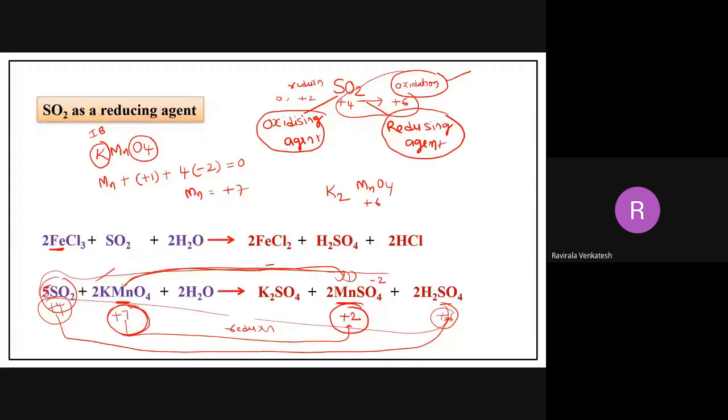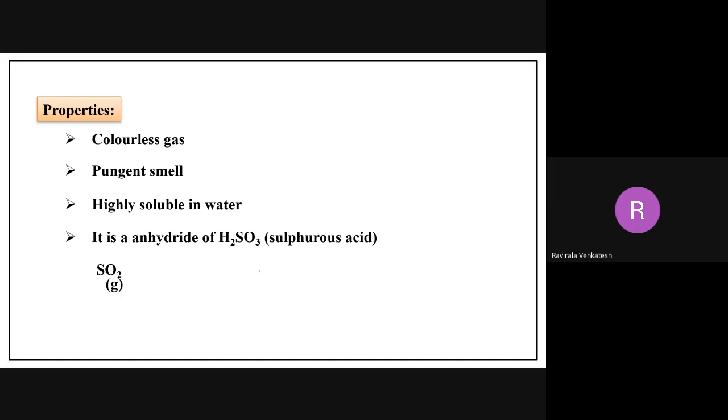Next we'll see some more reactions, isn't it? Before seeing that, let me see the physical properties. After that we'll see some more reactions. SO2 does not show any color beta. It is a colorless gas, and definitely SO2 produces a pungent smell, highly soluble in water.